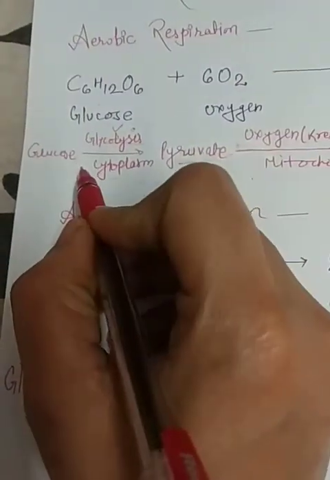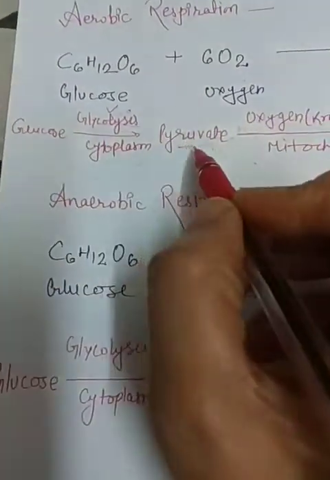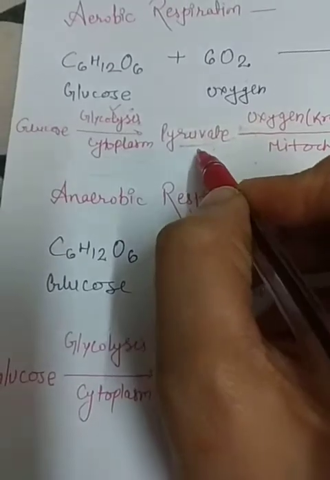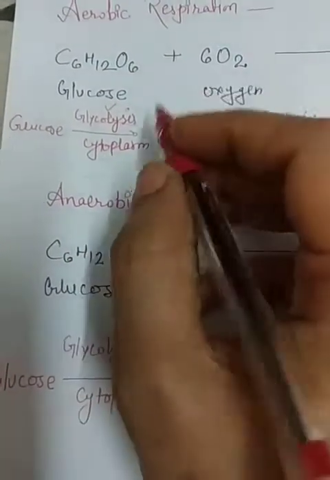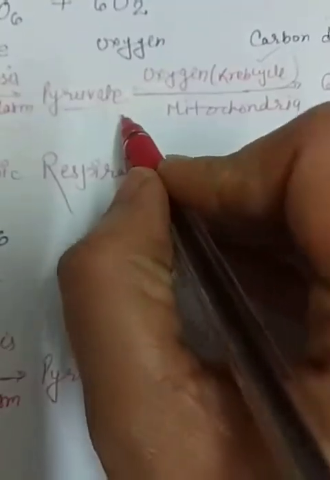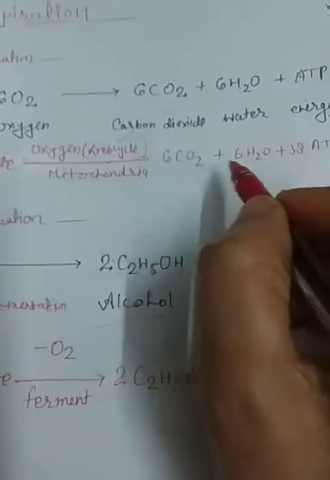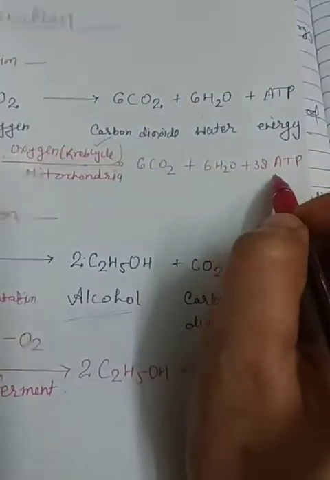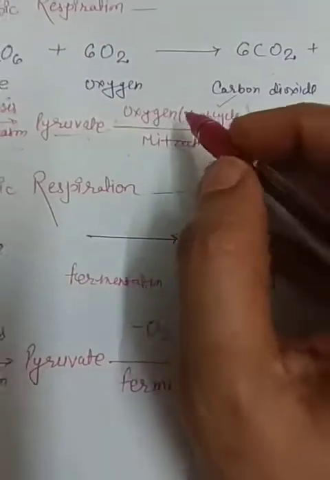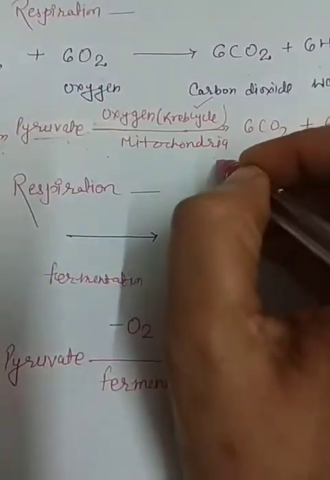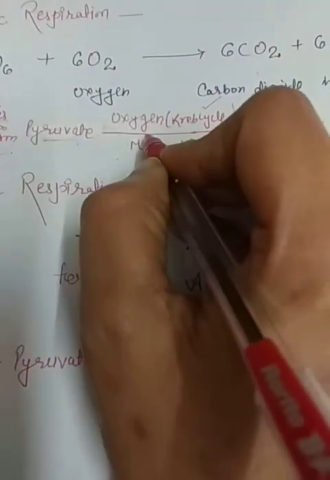Okay, firstly glucose converts into pyruvate. And this process is called glycolysis, and this process occurs in cytoplasm. Then in the next step, pyruvate converts into carbon dioxide and water and produces a considerable amount of energy, and this process is called Krebs cycle, and Krebs cycle occurs in mitochondria. It takes place in the presence of oxygen.